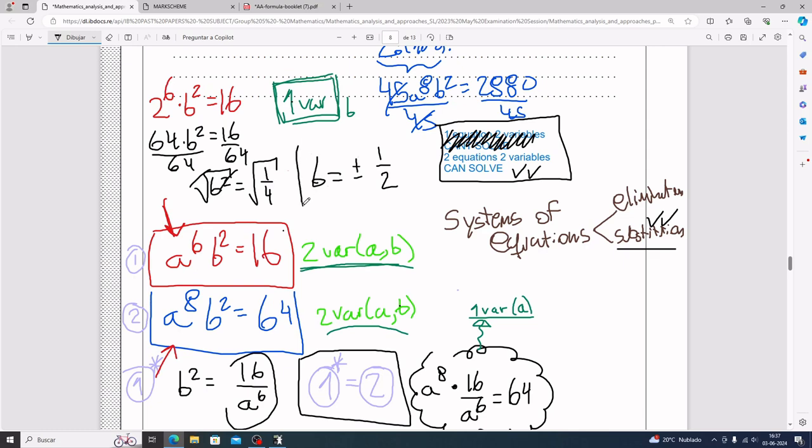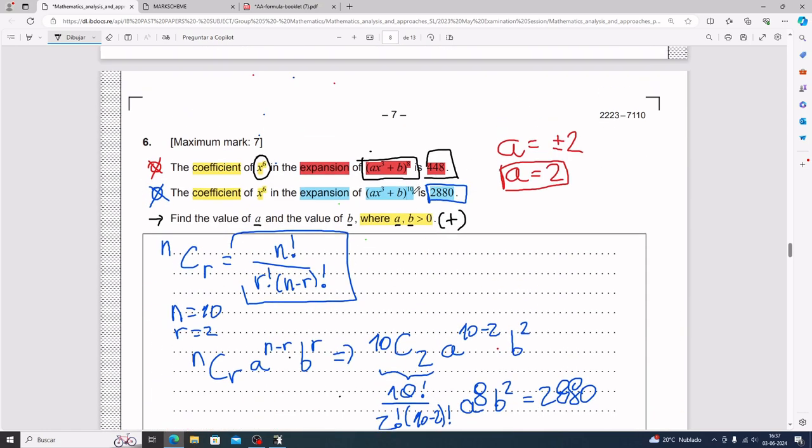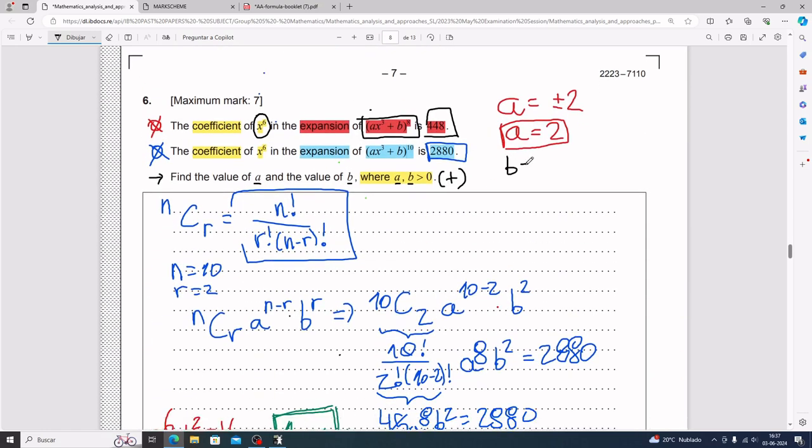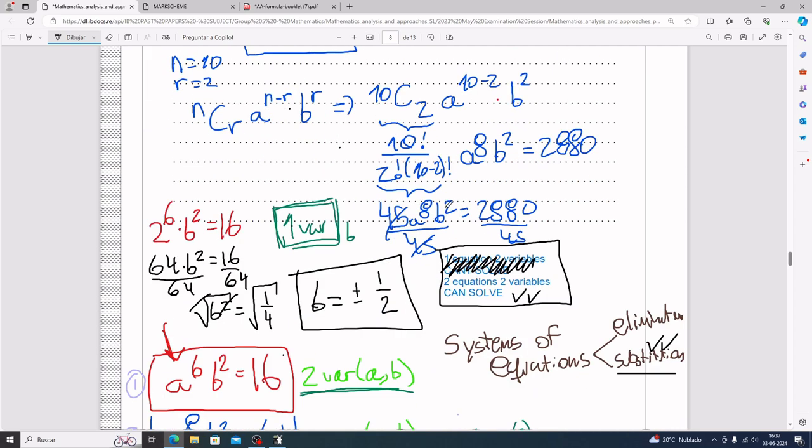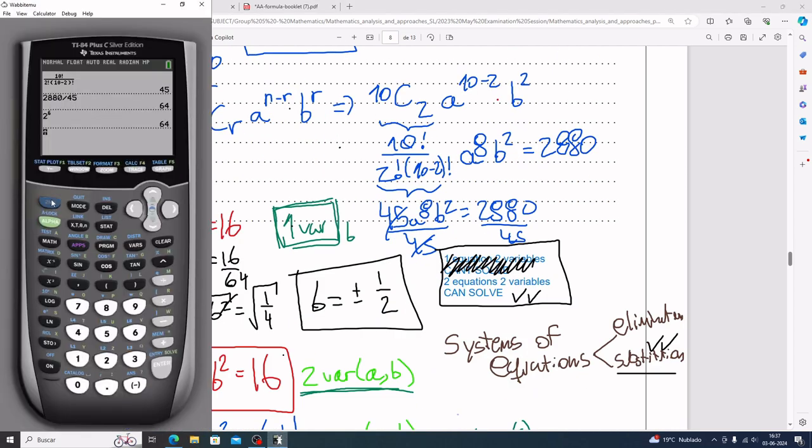Right, 1 divided by 2, right? But because you know that b has to be positive, so b equals plus or minus 1 divided by 2, b has to equal 1 divided by 2, okay? How did I get this? Well, technically you can just do the square root of 1 divided by 4. It's going to give you 0.5, which is 1/2.